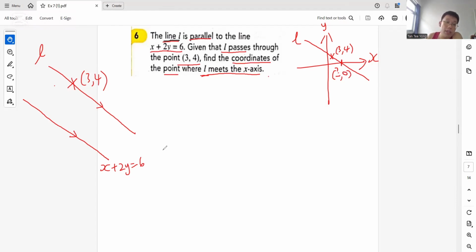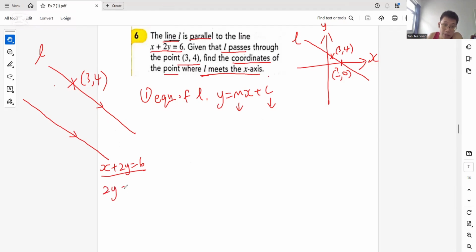Okay, so first thing first, we have to find out the equation of line L. Basically, it is y equals mx plus c. So we got to find out the gradient, which is m, and then c, the y-intercept. So how do we find the gradient? Very simple. We know that L is parallel to this line, x plus 2y equals 6. So that means their gradient is the same. So we're going to transform this line equation to y equals mx plus c.